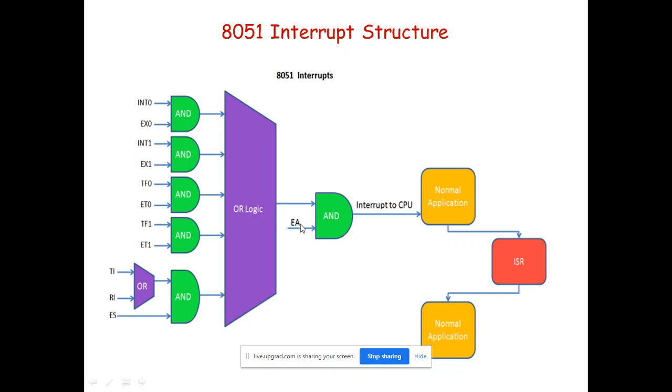Suppose EA is equal to 1, that time this AND gate is on and the interrupt proceeds to the controller. And suppose EA is 0, that time this AND gate is off and the interrupt will not reach the CPU. Okay, now when this AND gate is on, the interrupt reaches the CPU. Up to that point, the CPU is not wasting its time, it is just doing its main task. Okay, and in between, your interrupt arises at that instant.